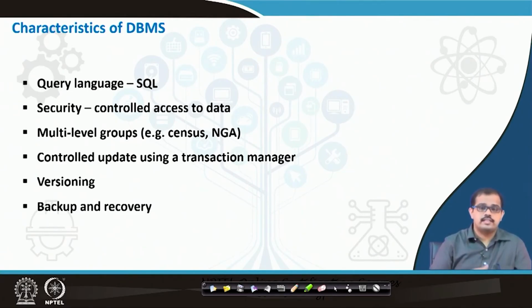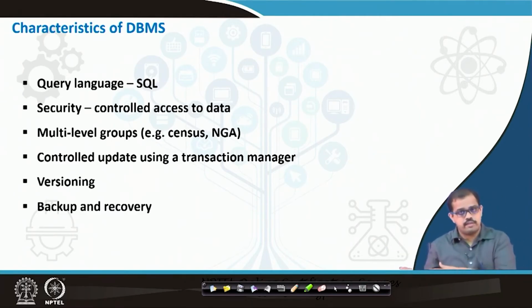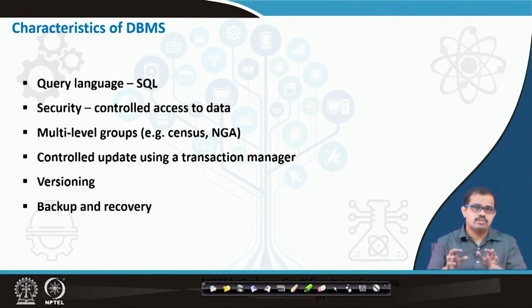Multi-level groups, for example, census, NGA. All of these groups can be easily accessed. You have different groups for different access, and different ways of accessing each of these. You have different user groups which have different powers of accessing this data. That's how a database management system is done.